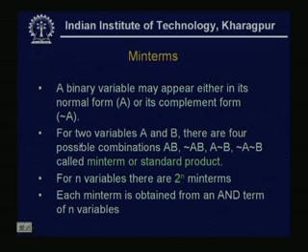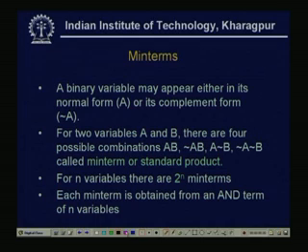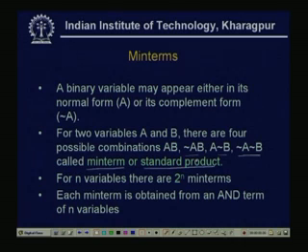So, this is written in the second point, that for two variables A and B, there are four possible combinations: A B, A bar B, A B bar. Now, these are called min terms or standard products. So, what are mainly the product terms, or if the operator is a dot operator, then the variables operated by that operator are called the min terms. Now, for n variables, there are 2 to the power n min terms.